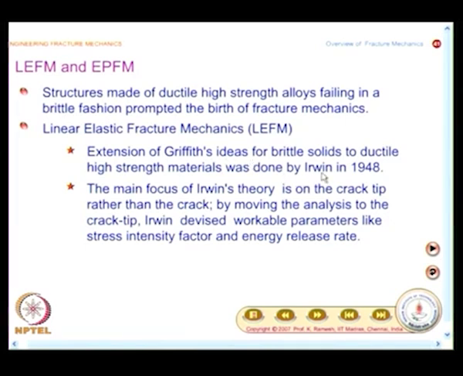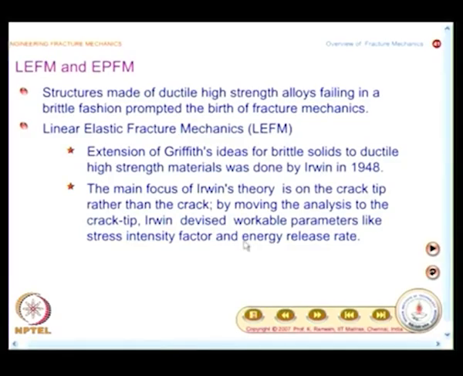And what did Griffith do? See, when you look at Inglis' solution, he alerted that the crack is very important. So, people were thinking the crack is important and they were trying to generate ideas, but they were missing a very important point, which was pointed out by Irwin. He shifted the focus from the crack to the crack tip. Then the whole of fracture mechanics became very simple.